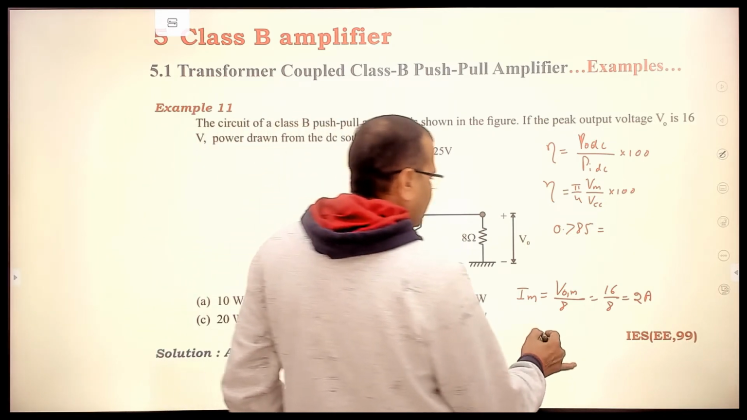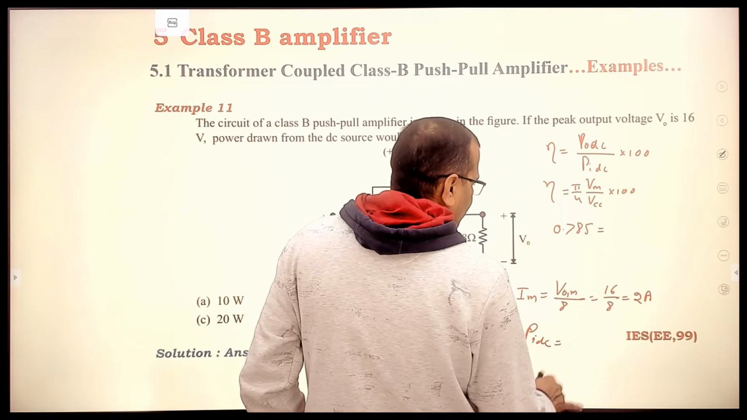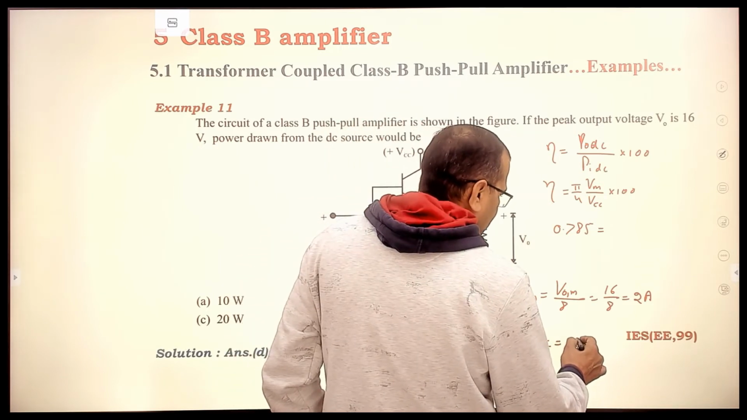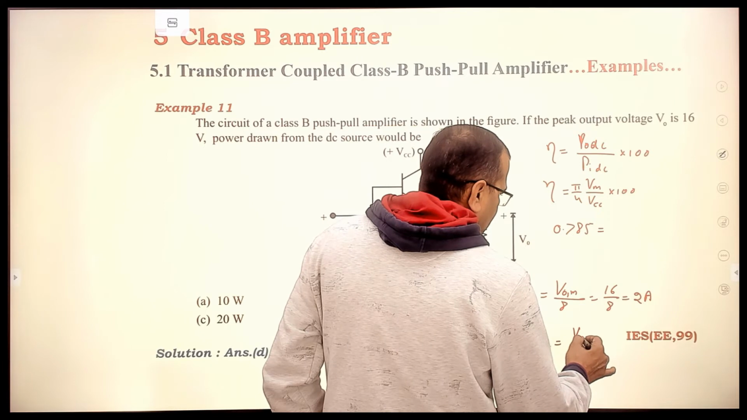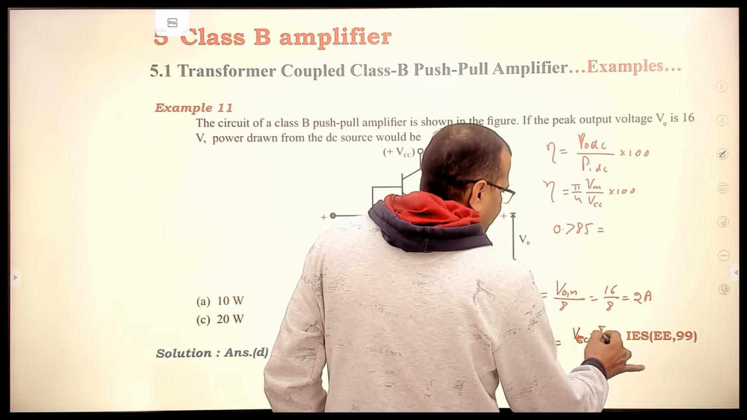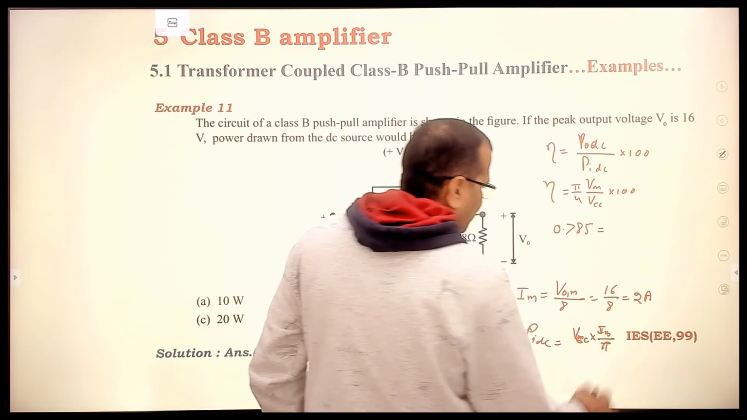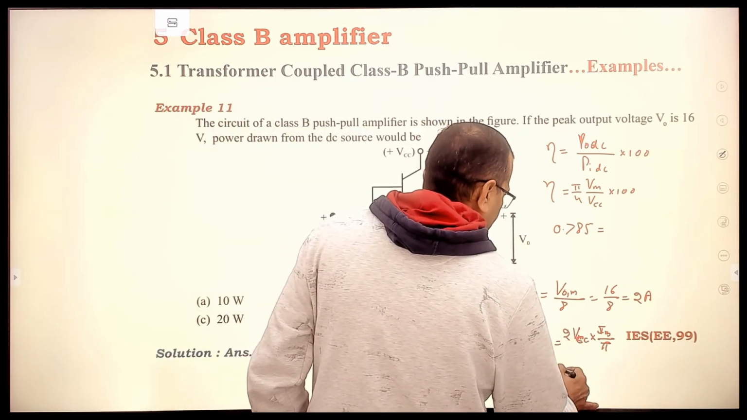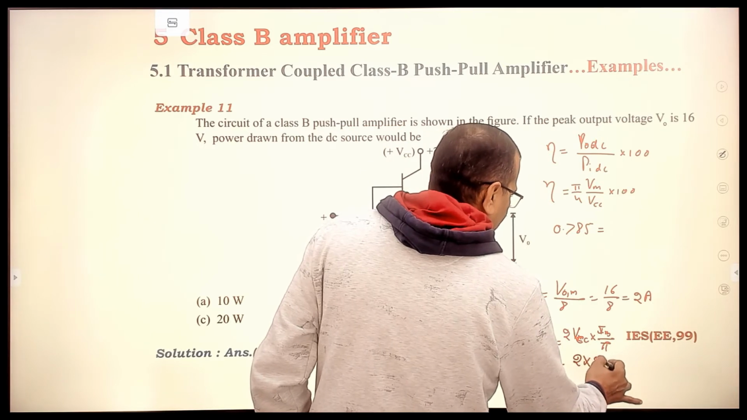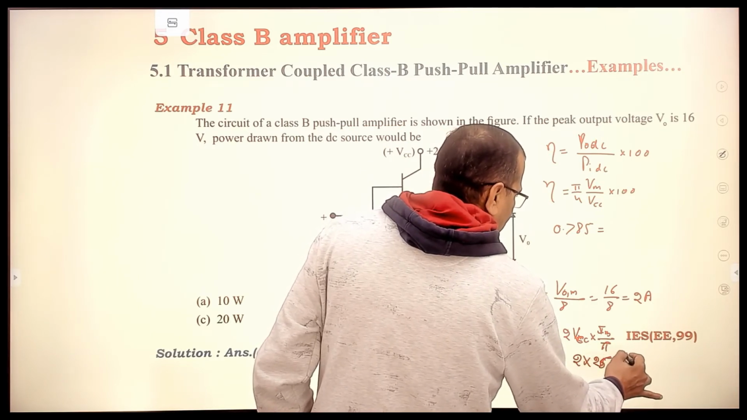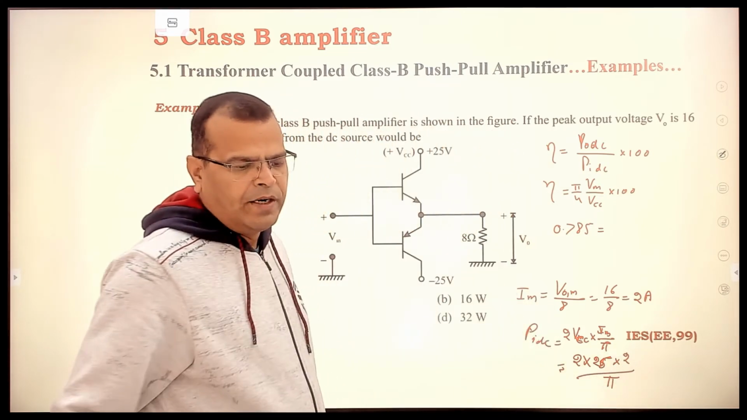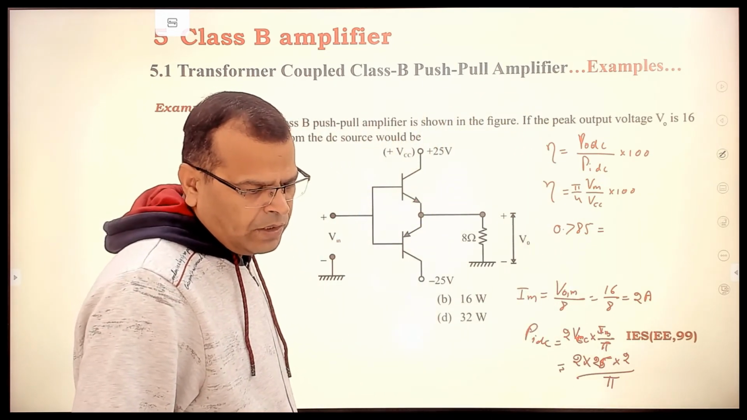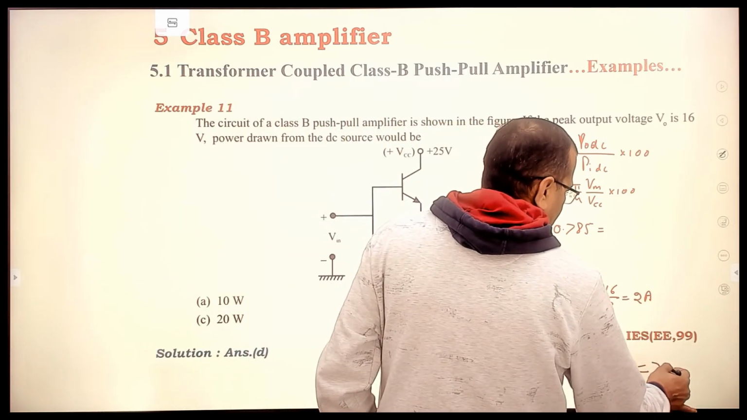And we know I have to find the power drawn from the DC source. So what is power drawn from the DC source? PIDC is equal to, we have already seen that, VCC into Im by pi from the positive supply, right? And total power, if you find, is 2 VCC Im by pi, that is 2 multiplied by VCC, 25 volt, into Im, 2 ampere, divided by pi. You can calculate that, it comes out to be 32 watt.